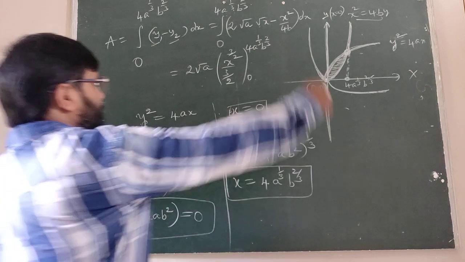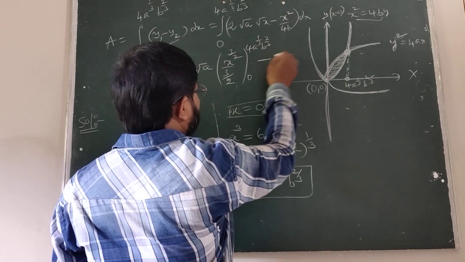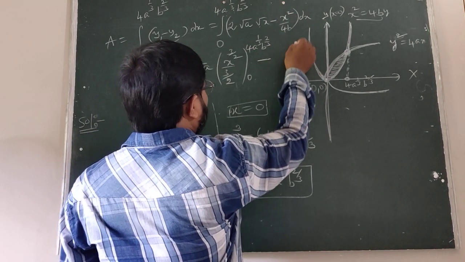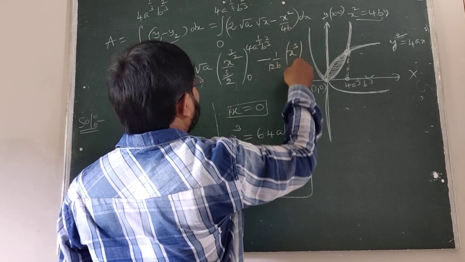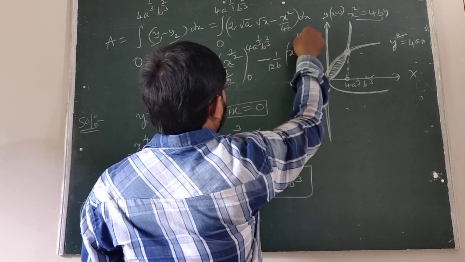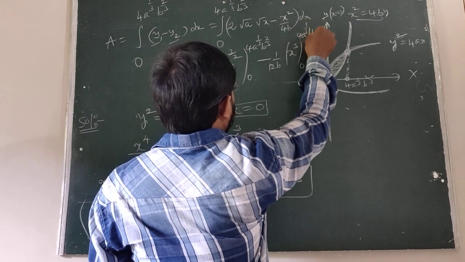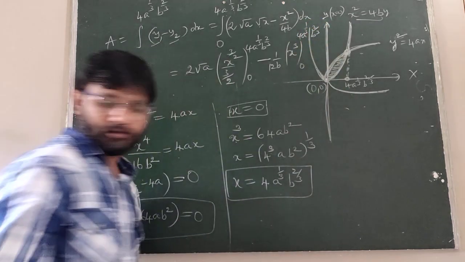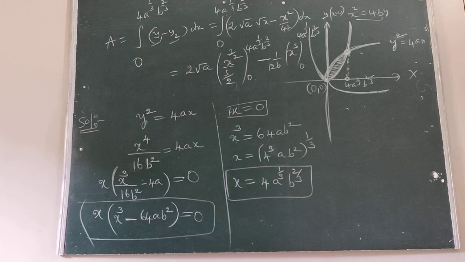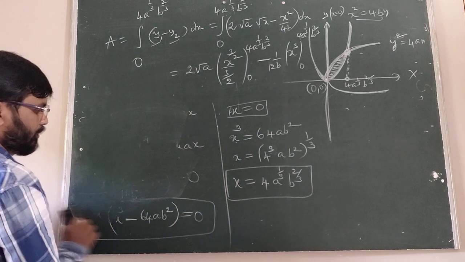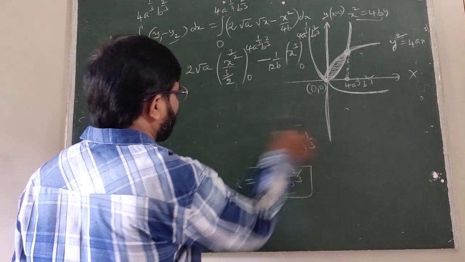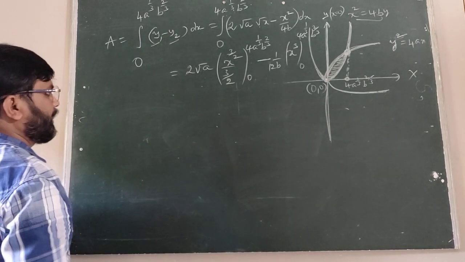Now, what is the integral of x square? The integral of x square is x cube by 3. 4 3s are the 12b. The limits you can write 0 to 4a power 1 by 3, b power 2 by 3. Okay. Now you can write here how to write this: 2 root a.